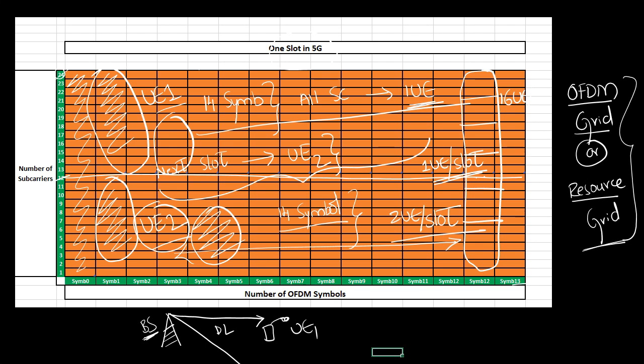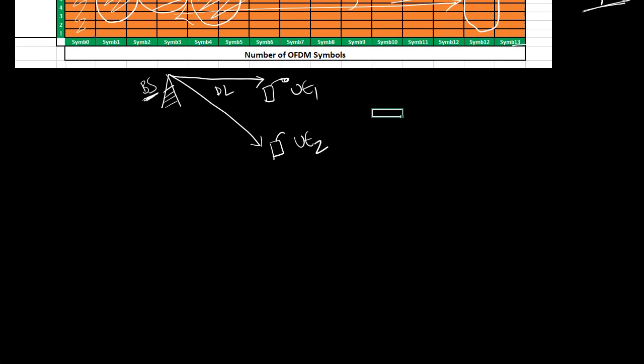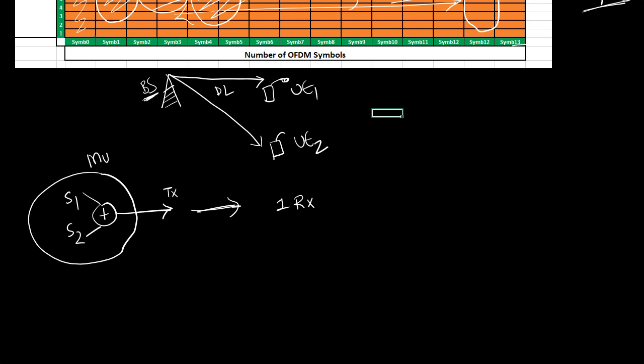Now, what are the concepts called multiplexing and multiple access? The definition is that you take two signals S1 and S2, and if you add these two signals and transmit, and it is intended for only one receiver, one RX, then here we call it just multiplexing. This is what we are doing. S1 and S2 are nothing but subcarrier 1 and subcarrier 2. You are multiplexing, and then transmitting such that it is intended for only one receiver.